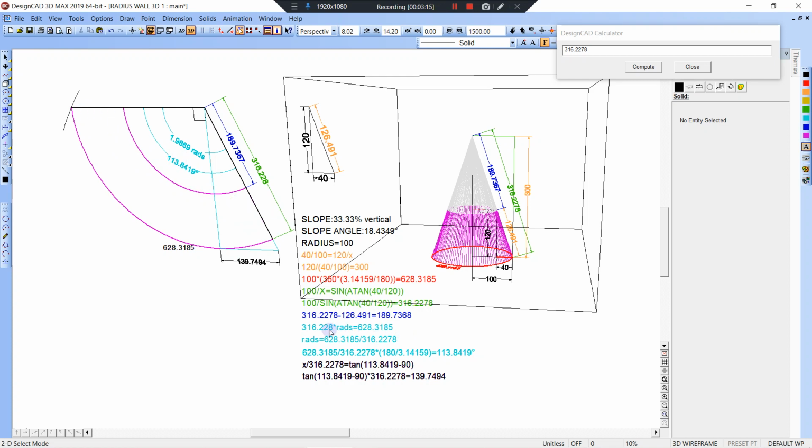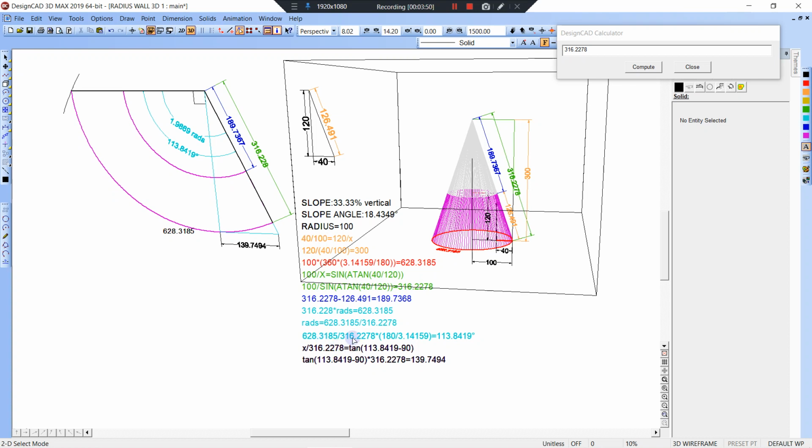316, which is the radius, times the radians will equal 628. Here I figured out how to calculate the circumference of the circle. You have a 100 radius. What's the circumference? I just multiplied it by 360 degrees and then times the radians, and that would give you the circumference. So we're kind of doing the same thing here.